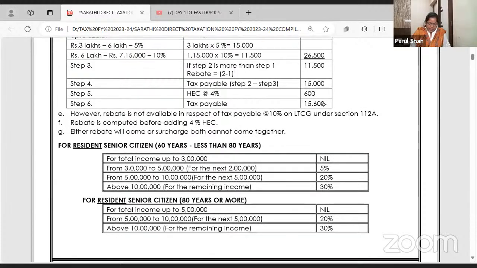Now, if you are a senior citizen, 60 years and above until 80 years, then up to 3 lakh, nil.